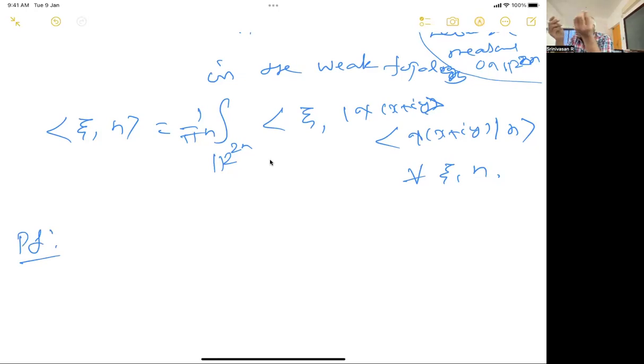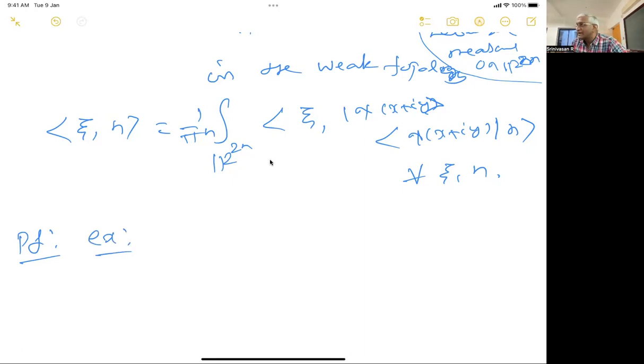So these are all rank 1 operators. Okay, we are dealing with a sequence of rank 1 operators, and rank 1 operators have norm 1. So the whole set is uniformly bounded. Okay, this is an exercise. You have to work it out.